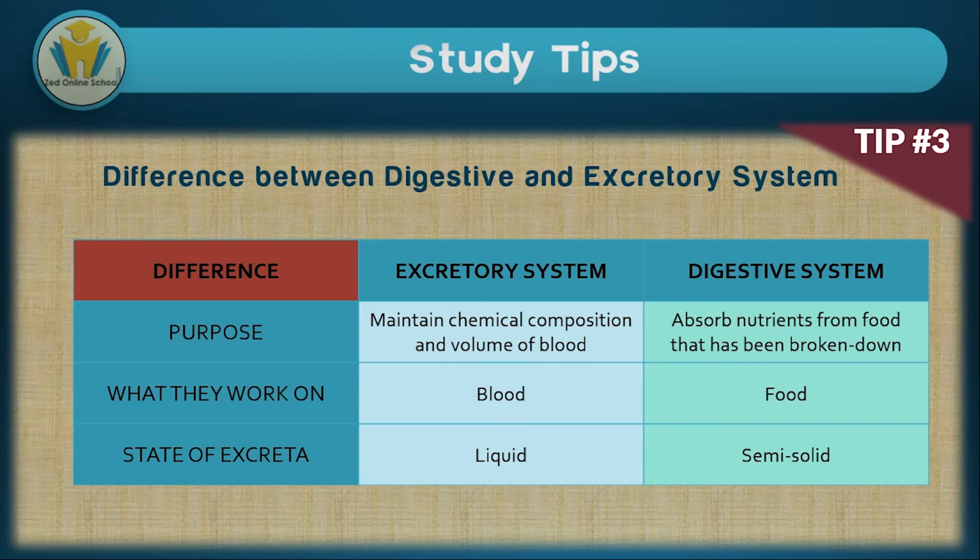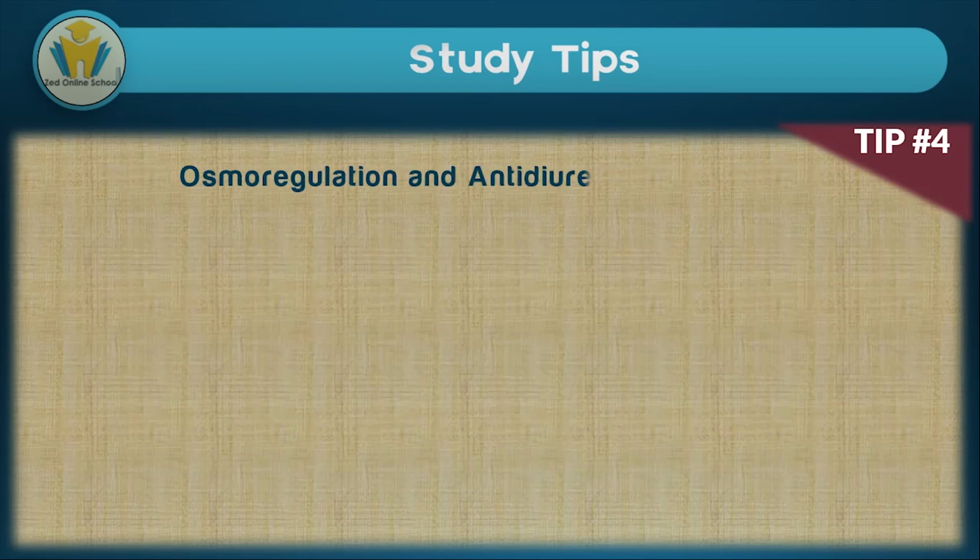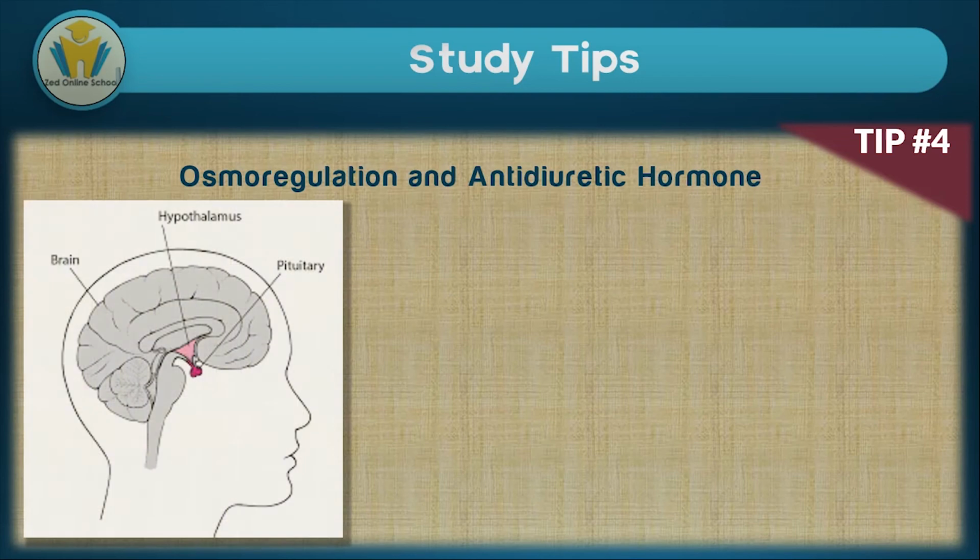Earlier in this lesson, we talked about osmoregulation, and I said under the study tips section, we'll be looking at more about this process. Osmoregulation is the regulation of the water levels in blood. This happens through a hormone called Antidiuretic Hormone. It's a hormone produced by the pituitary gland. In the diagram, we can see where the pituitary gland is located, which is in the brain.